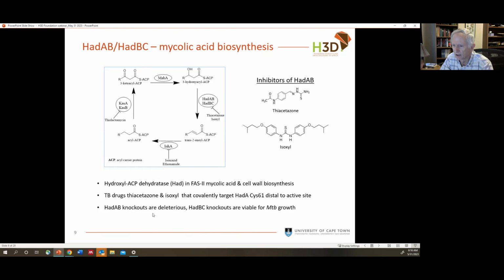If you knock out HAD-AB, they're deleterious to the pathogen. You cannot grow MTB, those knockouts. Knock out BC, the pathogen is still viable for growth. So HAD-AB can take over, if need be, for the activity provided by HAD-BC.